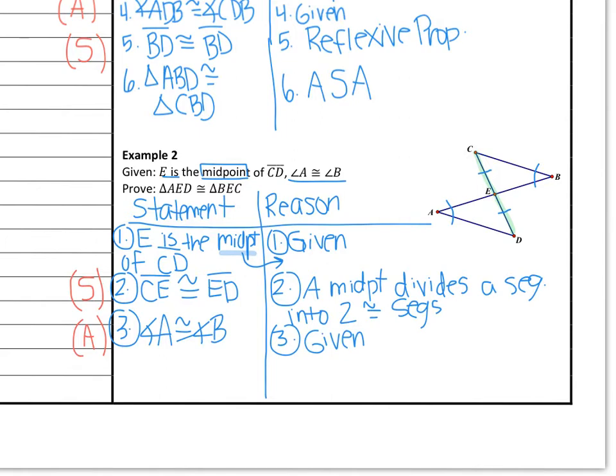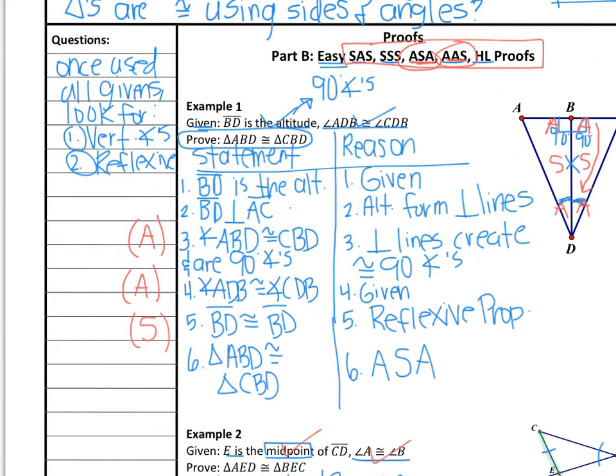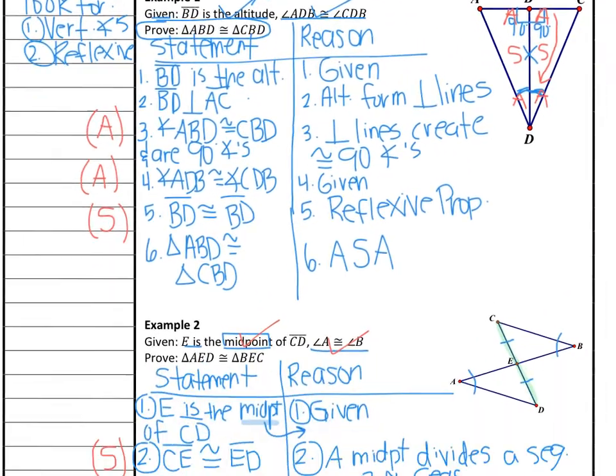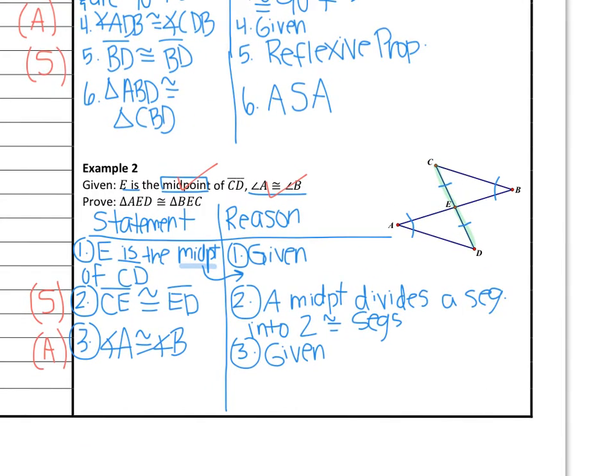So do you see how we have run out of givens? We used the midpoint, we used the pair of angles that they gave us. Now what we have to look for, we wrote off to the side, are vertical angles and a reflexive side. So do we have vertical angles in this picture? Your answer, you should be thinking, is yes. So vertical angles form here.